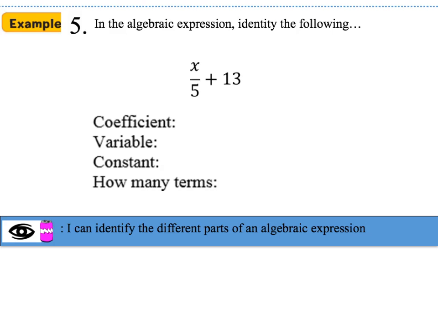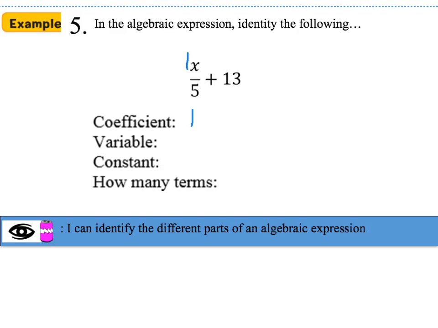So this one's a little bit of a tricky one because they're giving us x divided by 5 plus 13. So let's take a look at our coefficients. The coefficient will be the number in front of the variable. So in our last examples, we already talked about the variable having a number in front of it. This one doesn't, but we can assume that there's an imaginary one in front of it. So most of us will think, well, in this problem, the coefficient is going to be 1.